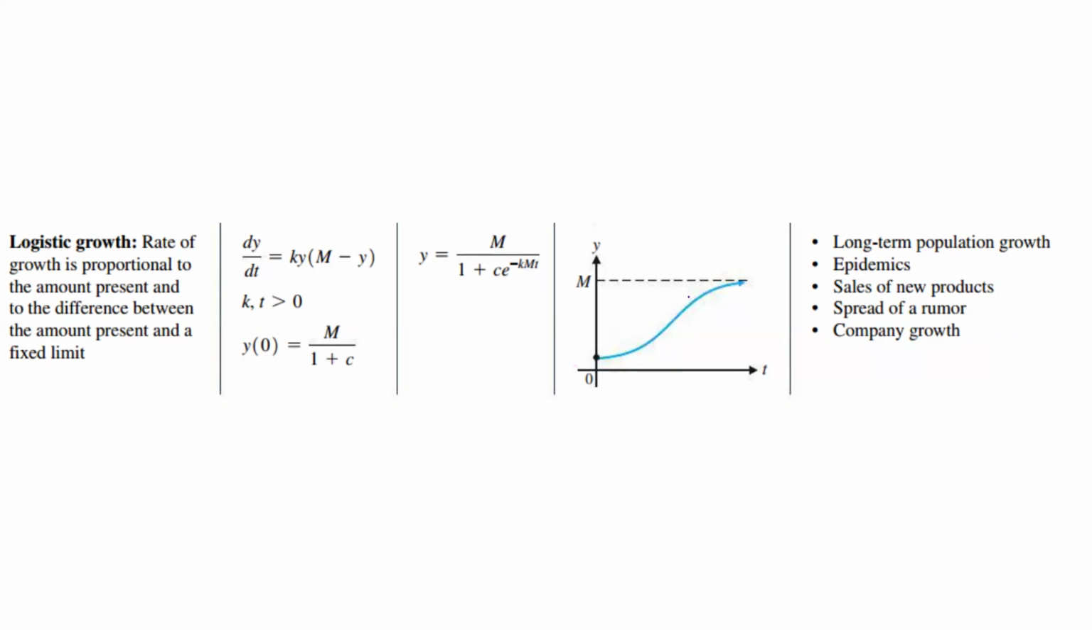It really increases, but then it slows down based on food or something else. We can't keep going higher. There's a limiting factor on where people can live. Epidemics also follow this kind of curve, sales of new products, spread of a rumor, and company growth. So there's all kinds of things that we can do here using those models.